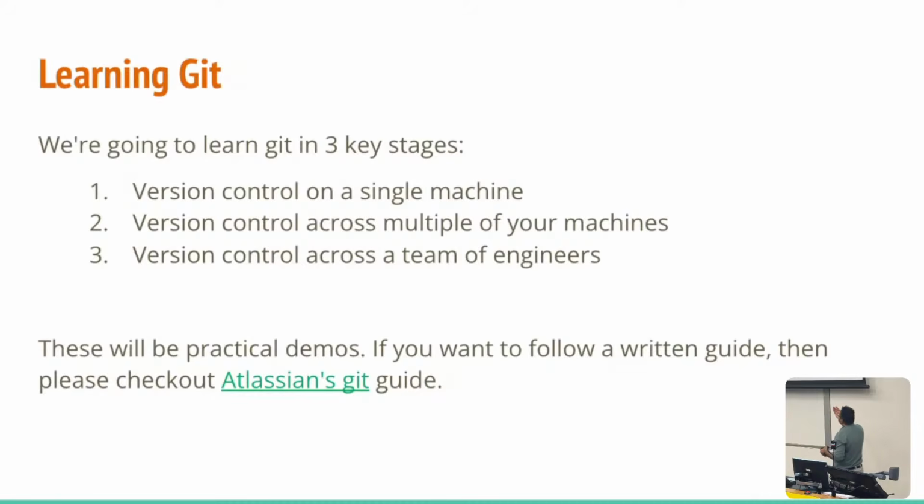Okay. In this particular course over the 9 weeks, you'll experience 3 types of version control, right? The 3 key stages you'll encounter. One is version control on a single machine, where basically the work is your work. You don't need to share with others. For example, the lab, right?